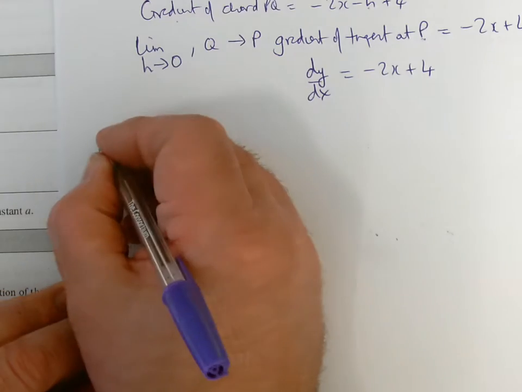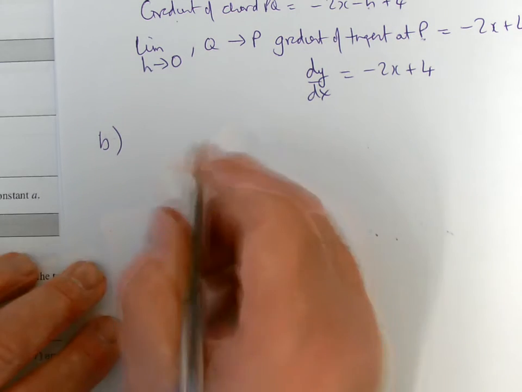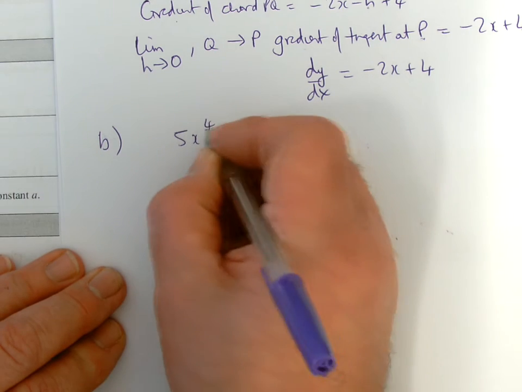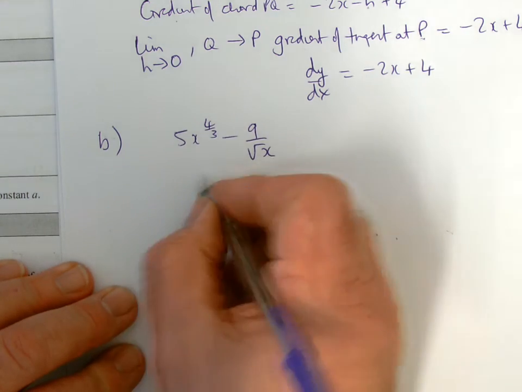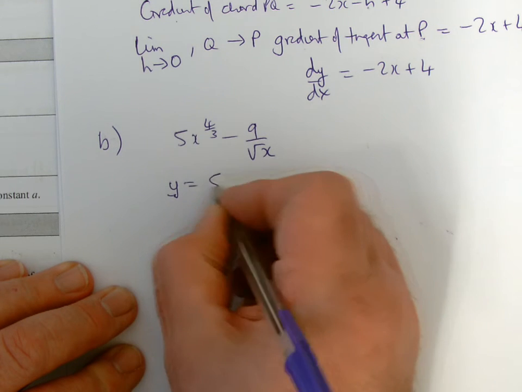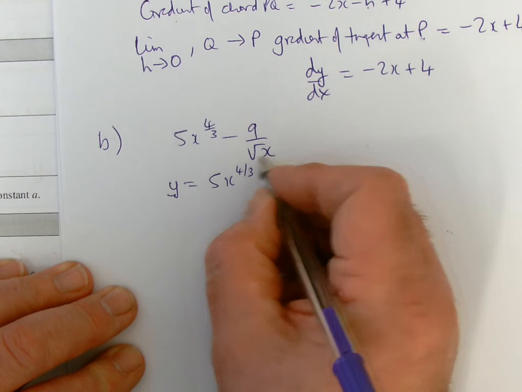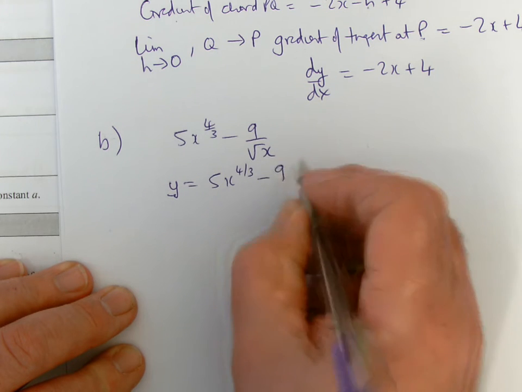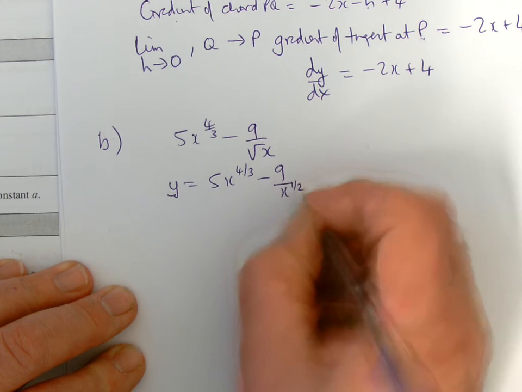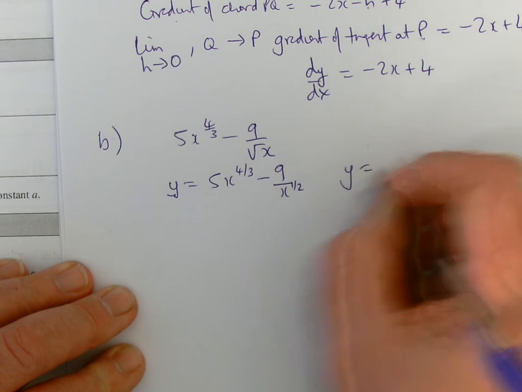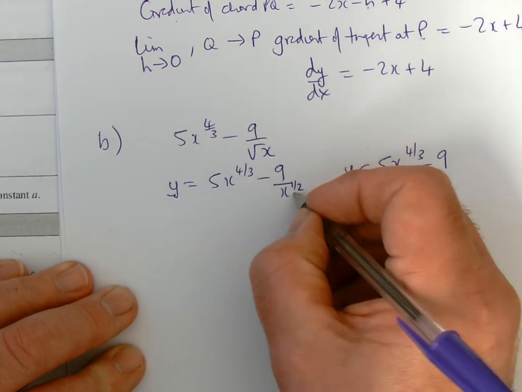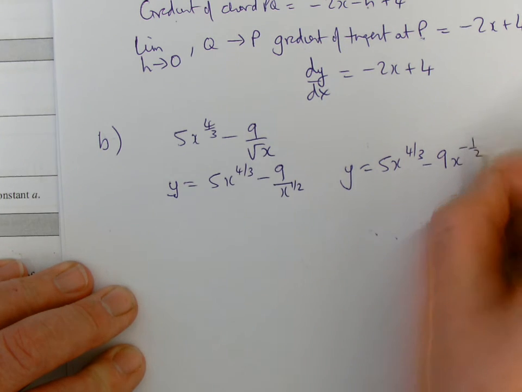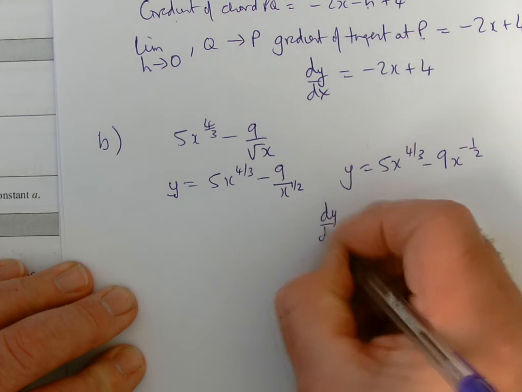That's the first part. And part B, I want to differentiate 5x to the 4/3 minus 9 over root x. So I rewrite these. Look at y: that's 5x to the 4/3, that one's okay. Root x is x to the half, so x to the half on the bottom, still not ready to differentiate. I need to bring that x to the half up to the top, and the x to the half on the bottom will come up as x to the minus half on top. Now I'm ready to differentiate it.